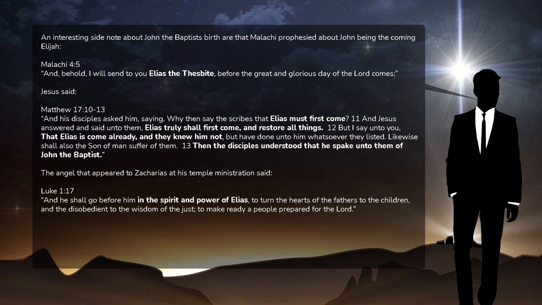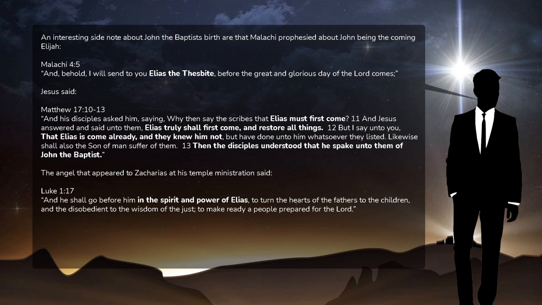Jesus said in Matthew chapter 17 verse 10 to 13. And his disciples asked him, saying, Why then say the scribes that Elias must first come? And Jesus answered and said unto them, Elias truly shall first come, and restore all things. But I say unto you, that Elias is come already, and they knew him not, but have done unto him whatsoever they listed. Likewise shall also the Son of Man suffer of them. Then the disciples understood that he spake unto them of John the Baptist.